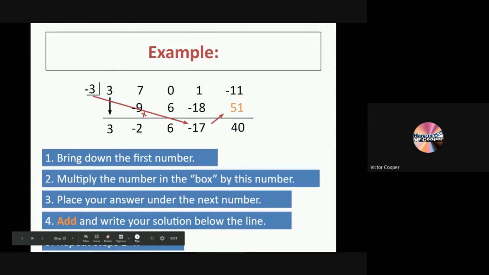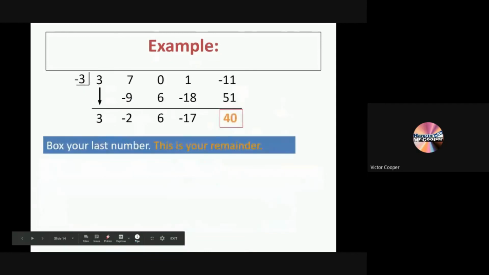All right. So in this example, now we ended up with these numbers underneath. Keep in mind, this last number is going to be our remainder. A lot of people like to put a box around it or a circle around it to remind them that it's going to be the remainder. Now, obviously, if there's a 0, there's no remainder.